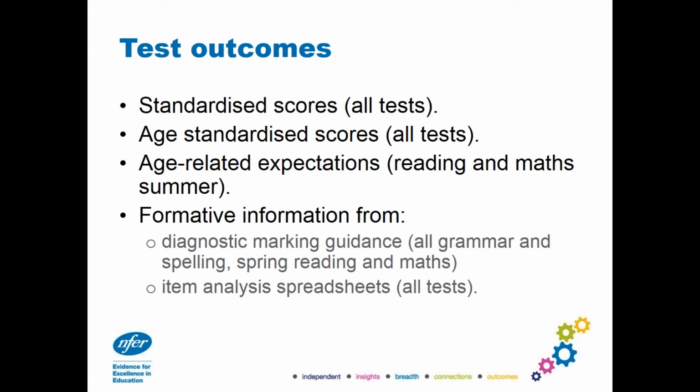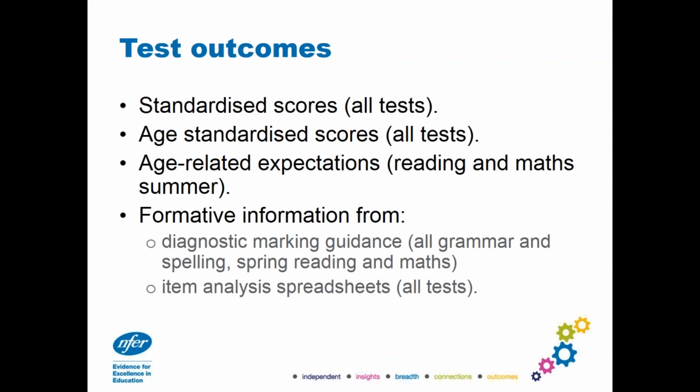Age-standardised scores are similar, except that they, as the name suggests, take into account age. So they compare pupils with all other pupils with the same age in months nationally. That's useful where you may want to look at the performance of your summer-born pupils, for example, who, when you look at their standardised scores, may look like they're doing not as well as their older classmates, but actually for their age, they may be doing very well. So that just gives you an additional spectrum of information.